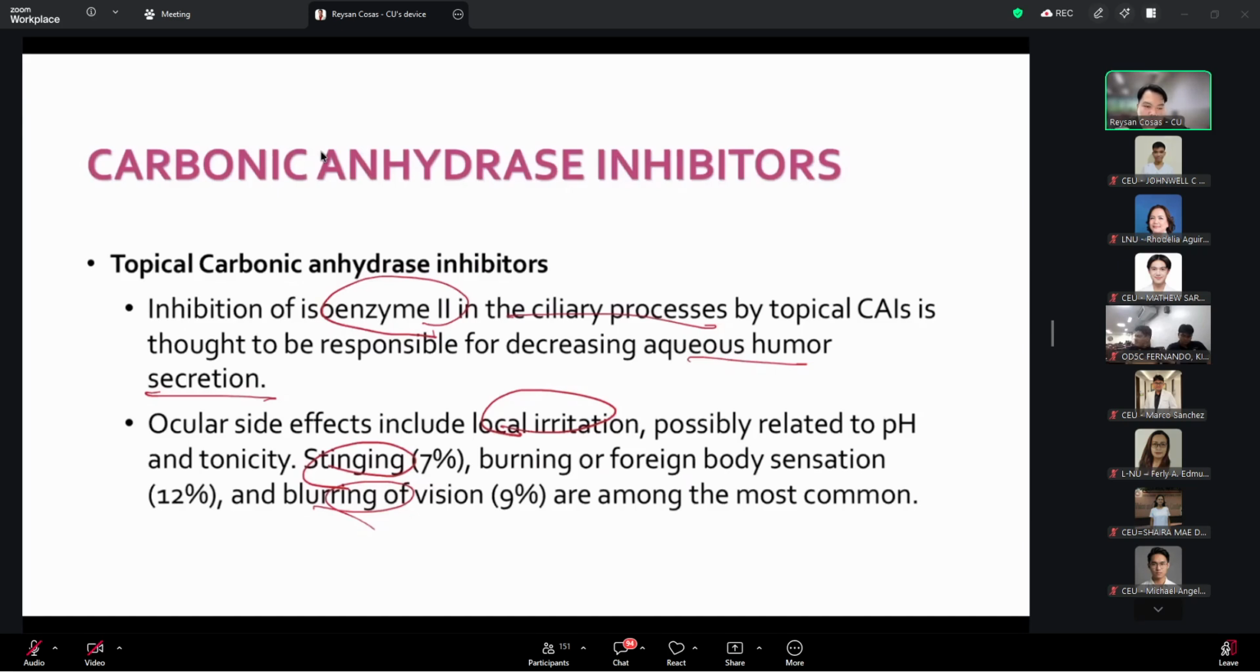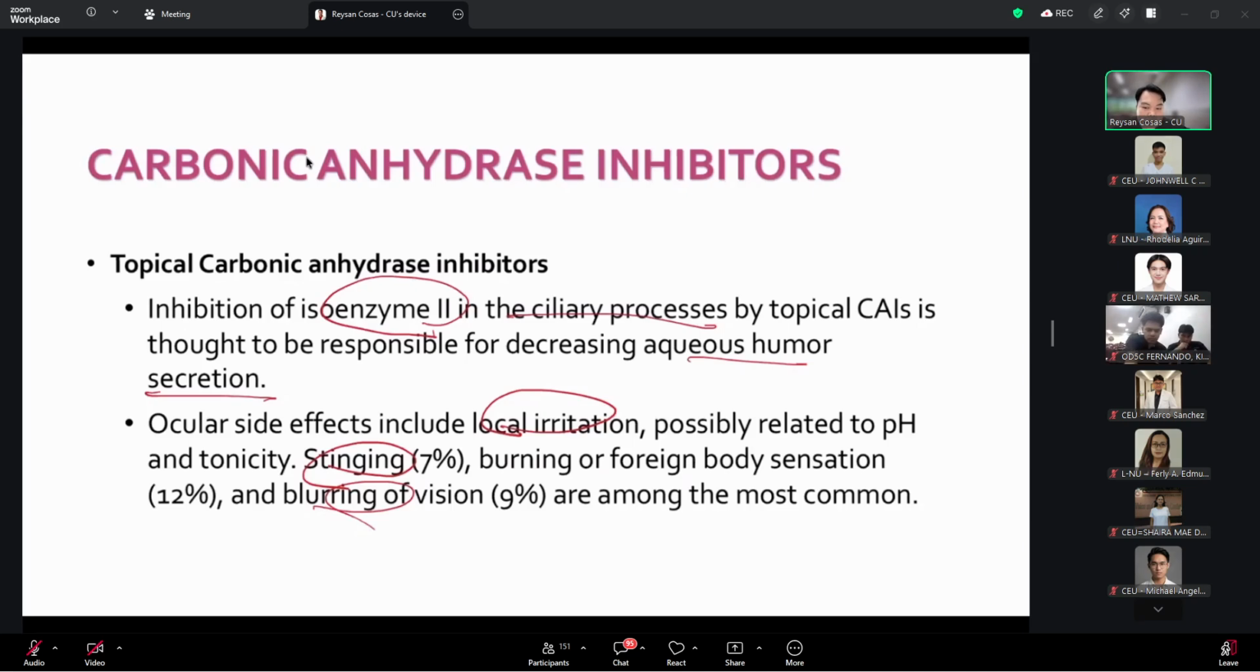What do you already know? What did I say earlier? Beta blockers are not effective in what? Suppressing aqueous humor formation during sleep. Yeah, during the night, specifically when you are asleep. Okay? So, how about KIs?